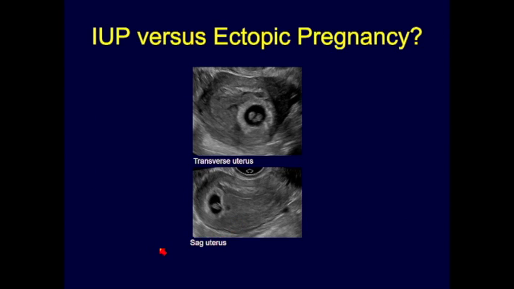So this is a case that one of my colleagues called me about and said, "Can I get a second opinion? I'm not sure where this pregnancy is located." So these are transverse and sagittal images of the uterus. Now, would you call this an IUP or would you call this an interstitial ectopic pregnancy?